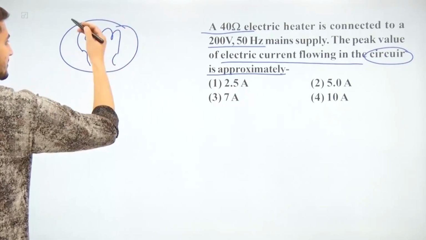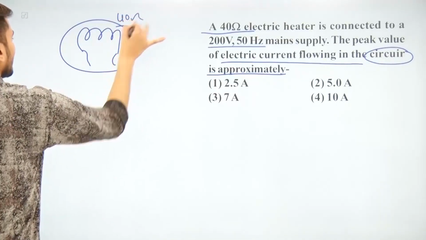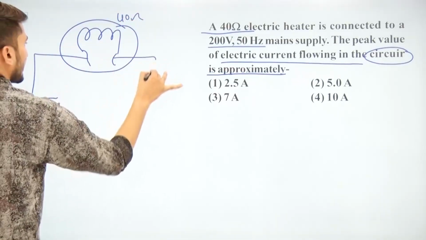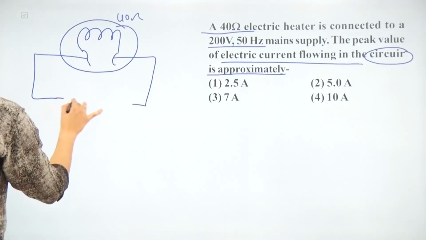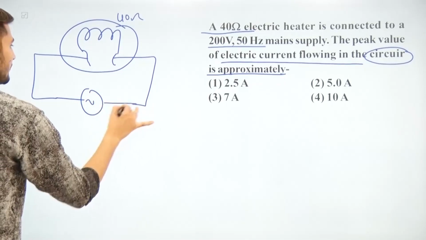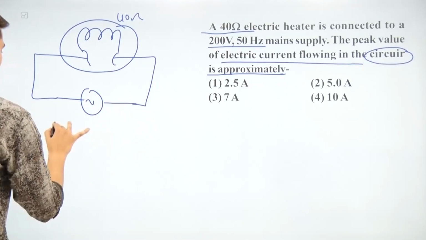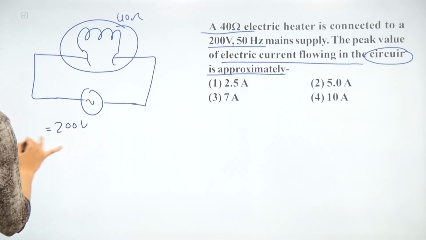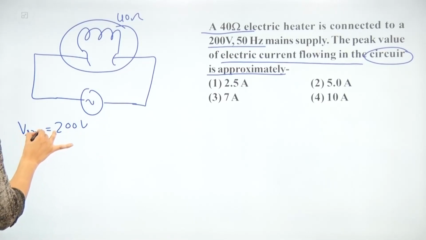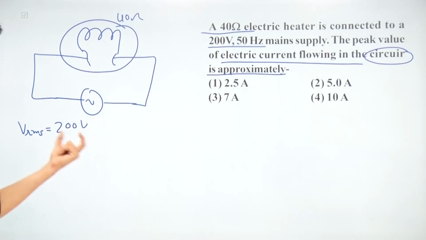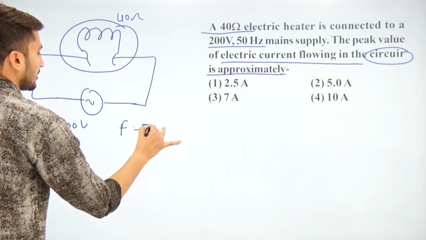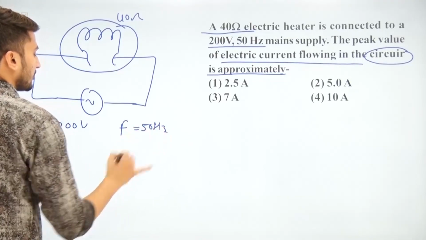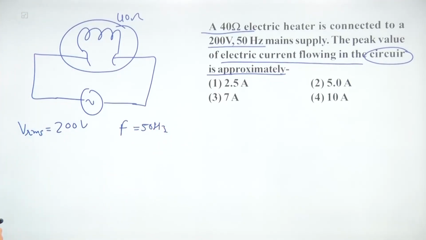which has a resistance of 40 ohm, which can also be called impedance, and is connected to an AC source having a voltage of 200 volt. This is the RMS value of voltage, because the given value of voltage in an AC source will be the RMS value, and the frequency F equals 50 hertz. Now what will you find? The maximum current.